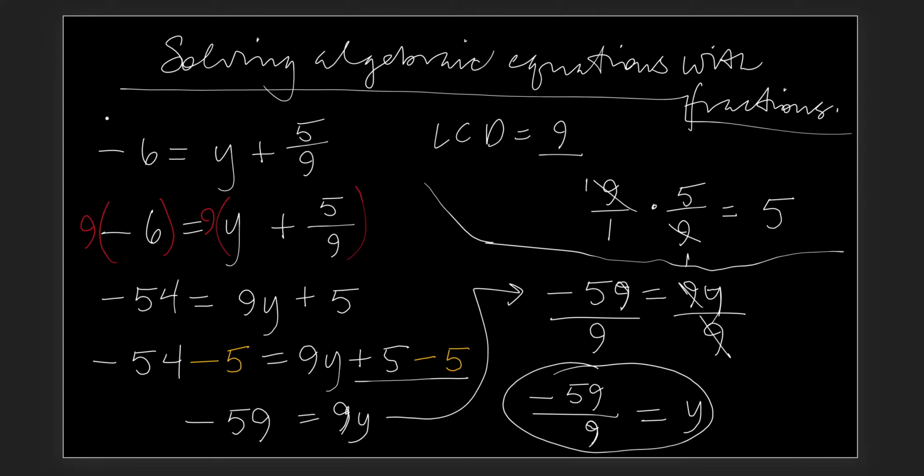So let's do another example. If we have v plus 4/5 equals 1/3. So now we have a couple fractions instead of just one fraction. So we have to find the LCD of all these denominators.